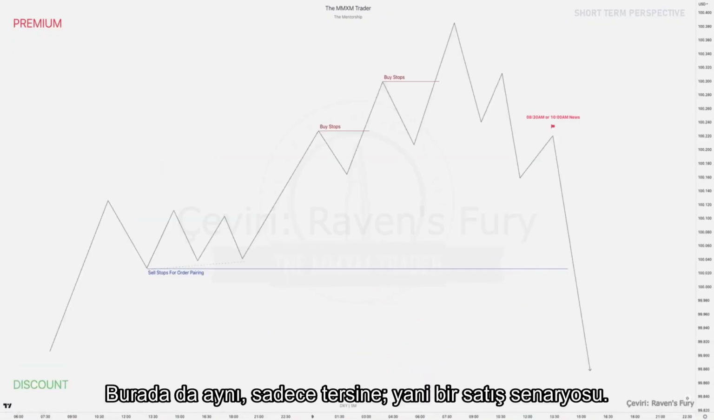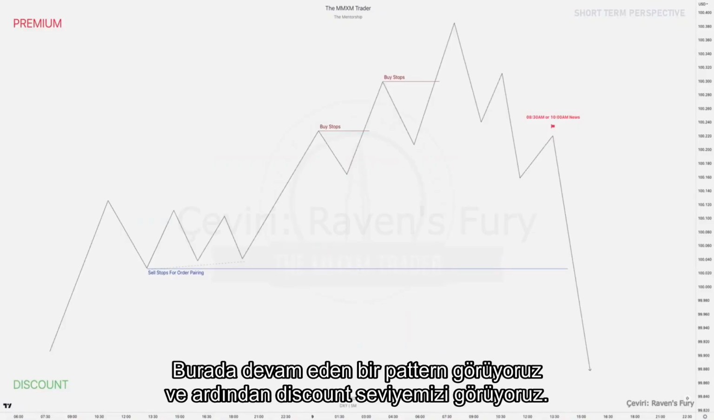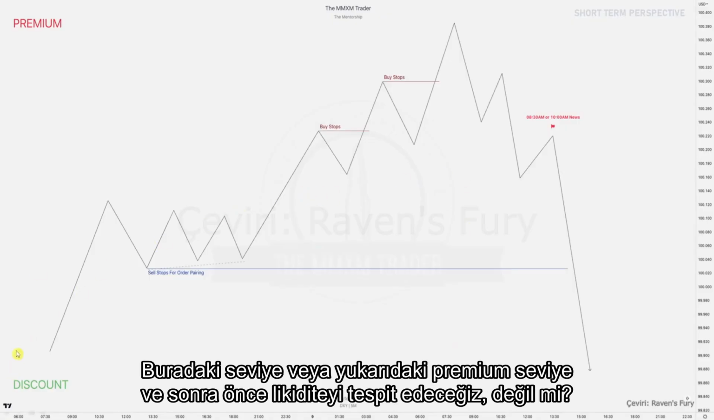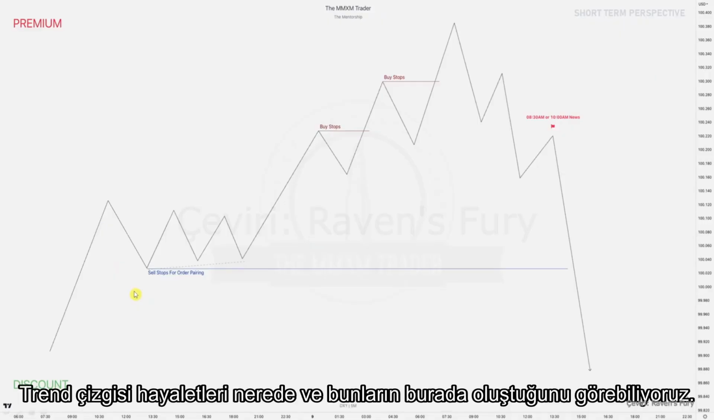Same over here, only inverse, right? A sell scenario. We've got this continuation pattern over here, and then we see our discount level here, our premium level up here, and then we're going to spot liquidity first, right? Where are the failure swings? Where are the equal highs or lows? Where are the trendline phantoms? And we can see those are formed here.